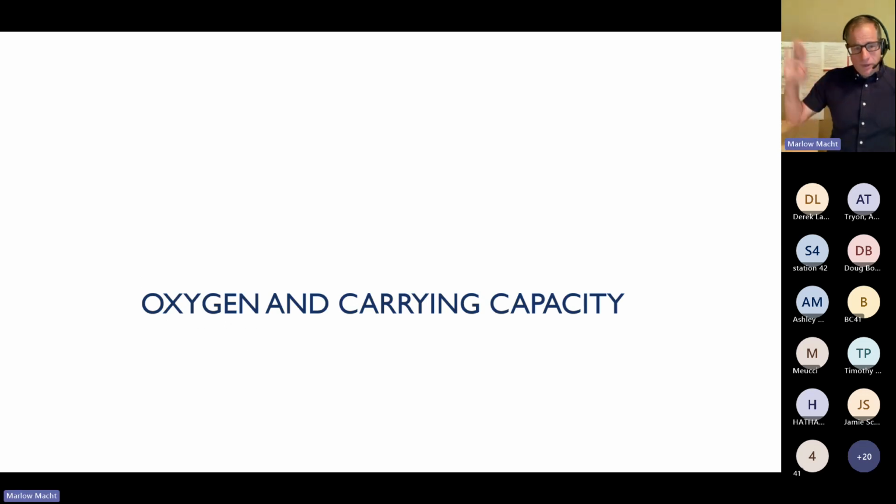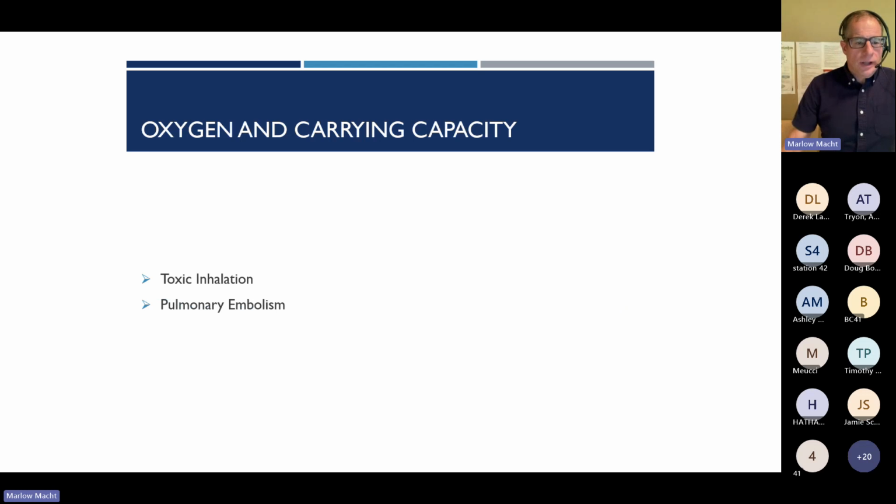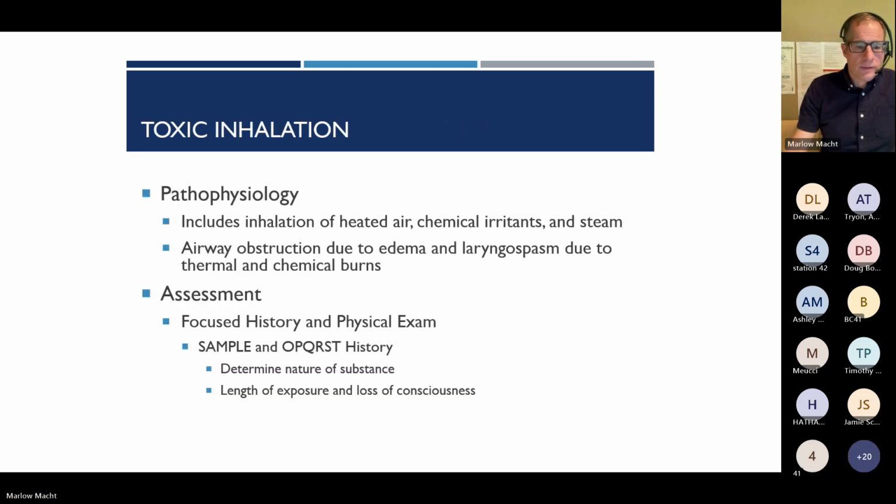Any questions about surface area before we go on to oxygen? Okay. So oxygen and carrying capacity, the two primary things we see are toxic inhalation and pulmonary embolism. Toxic inhalation, we're coming into the season now where we're more likely to see this as people are inside more and are running their furnaces.